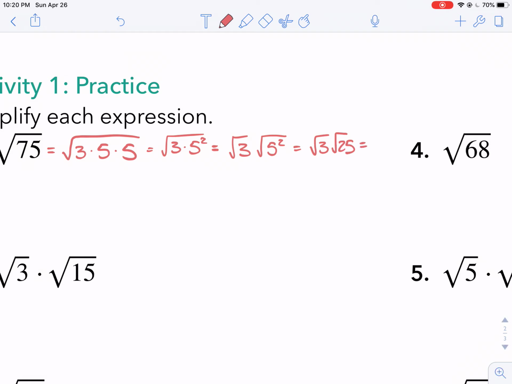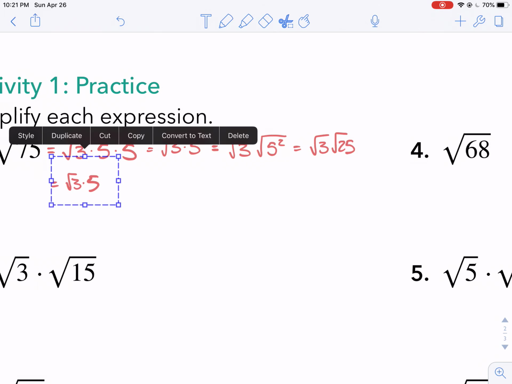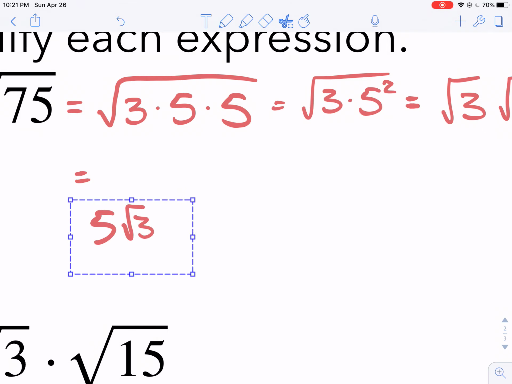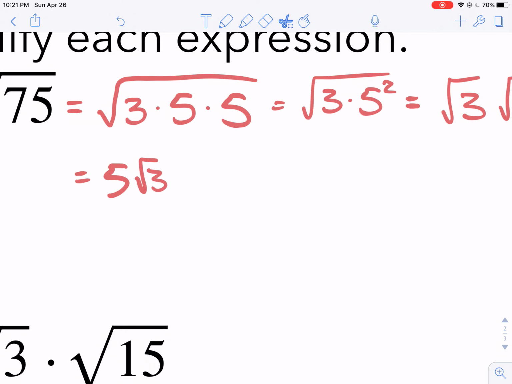And the square root of 25 is 5. I'll bring this down here. Now this can be a little confusing that I put this 5 afterwards. It looks kind of messy, like is that still underneath the radical? And it's not. So what I'm going to do instead is reorder them. I'm going to put the 5 first, and the radical second. 5 times the square root of 3.